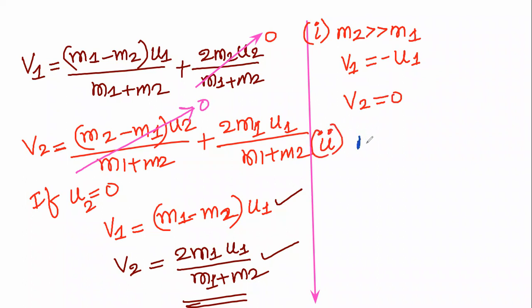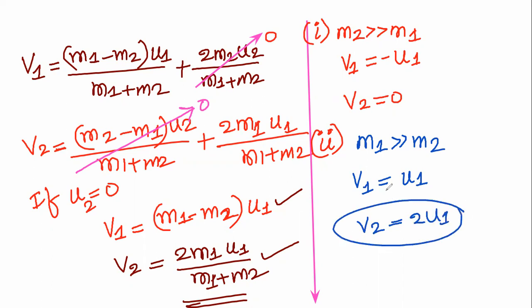Second, if the mass of the first body is much greater than that of the second body, then V1 is equal to U1 and V2 is equal to 2U1. This we have to remember.